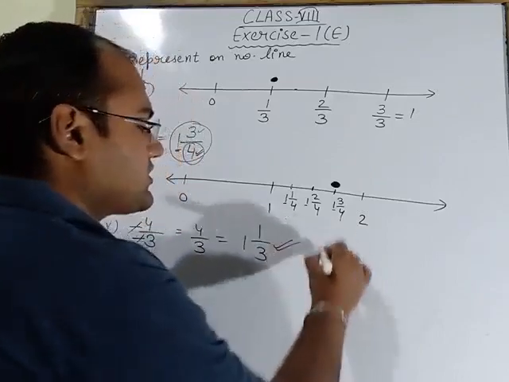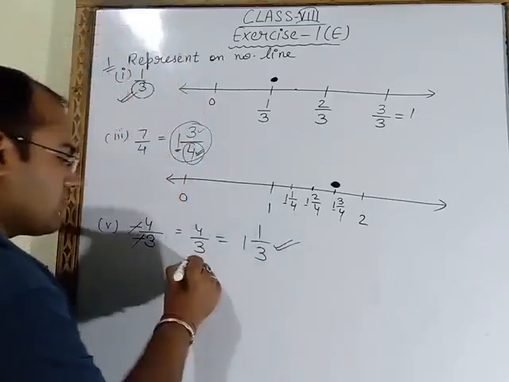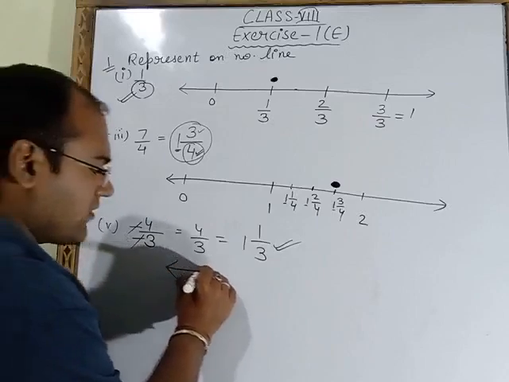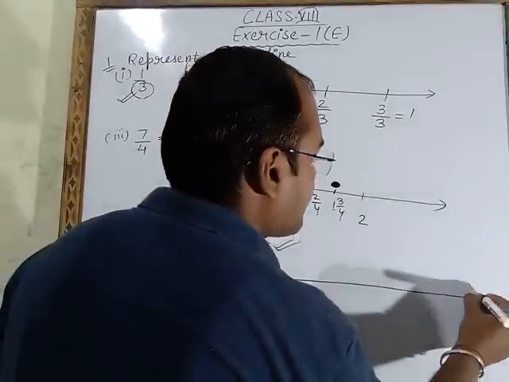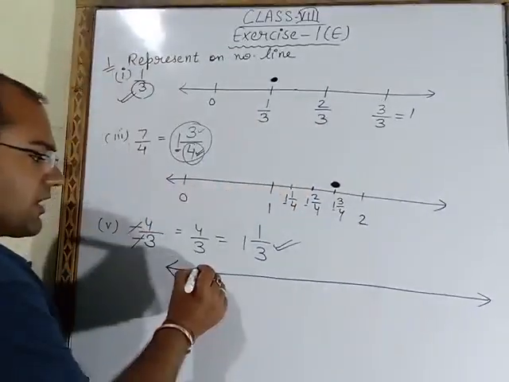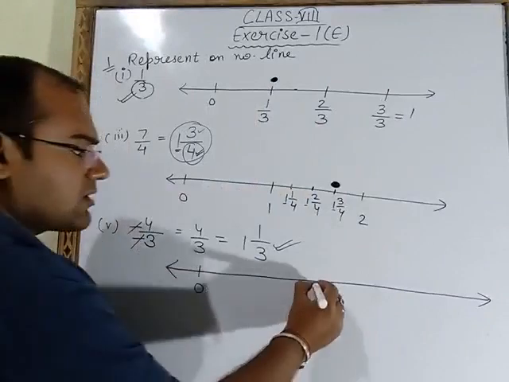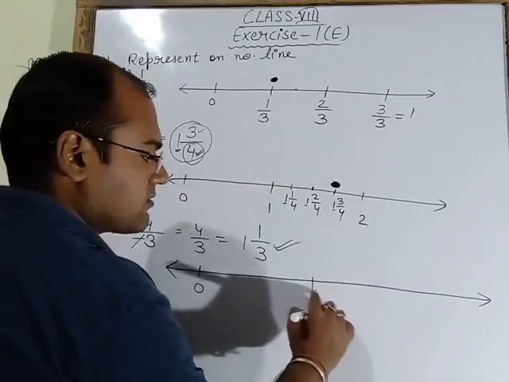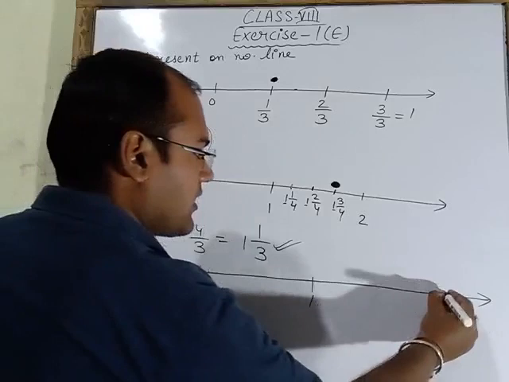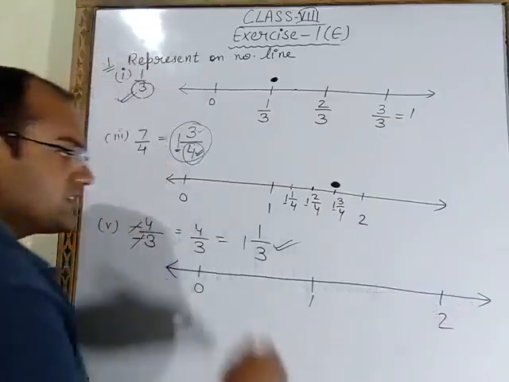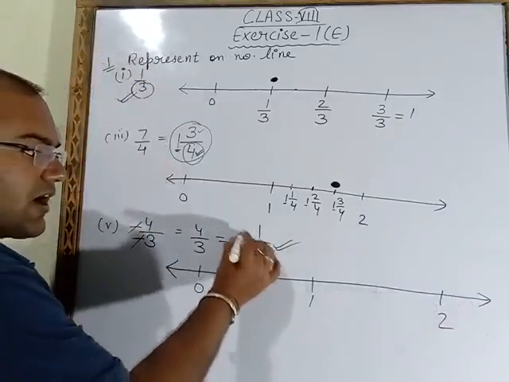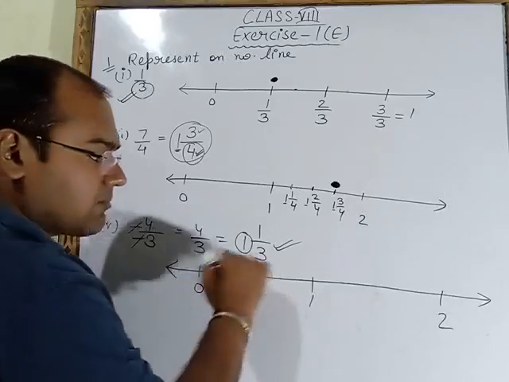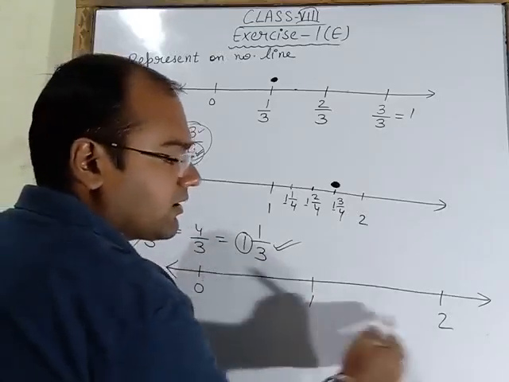Now we have to show this number on a number line. So for this what you have to do, you have to draw one line with the help of a scale. One straight line we will draw. Here we will take 0. Here we will take 1. And here we will take 2. This is 1 whole 1 upon 3. 1 whole means this number we have to show between 1 and 2.